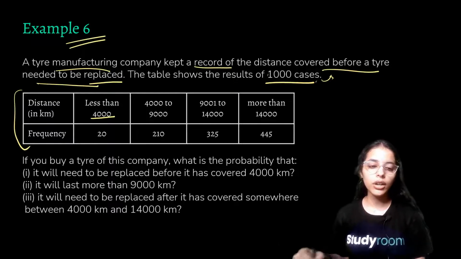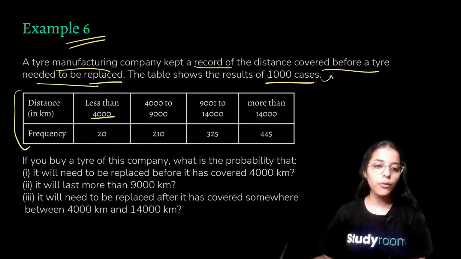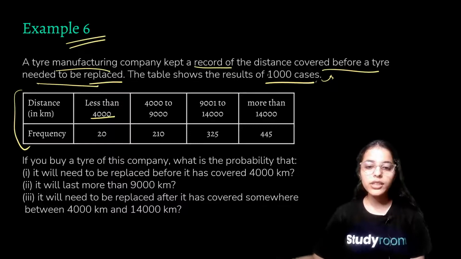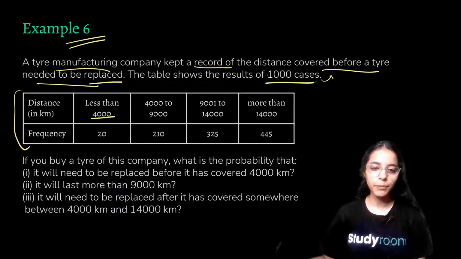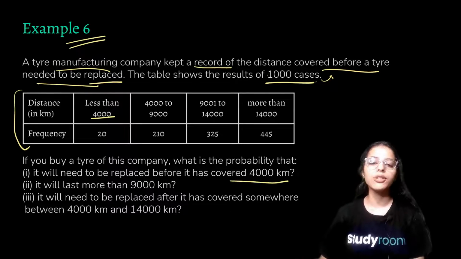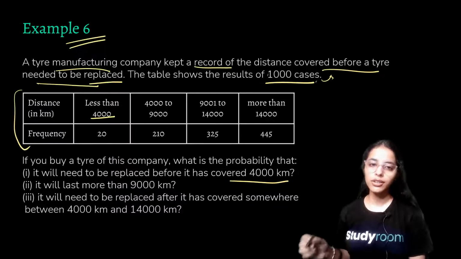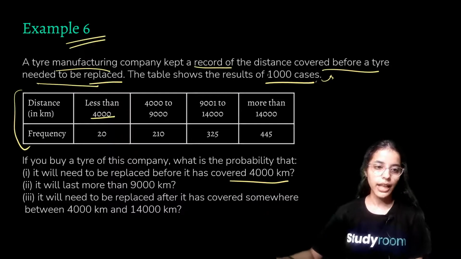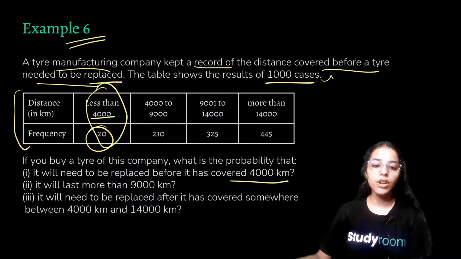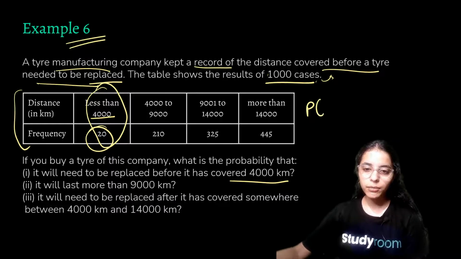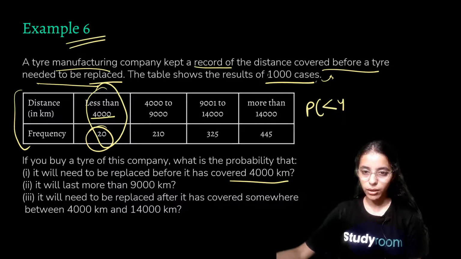Now let us see what has been written in the question. Now, if you buy a tire of this company, what is the probability that it will need to be replaced before it has covered 4,000 kilometers? Now that means our tire has been exhausted before 4,000 kilometers. So that means we have to use this number, right? Because these are the number of tires that have been exhausted or need to be replaced before 4,000 kilometers. So we'll write P less than 4,000.